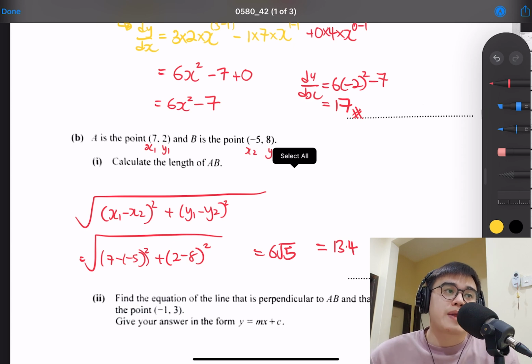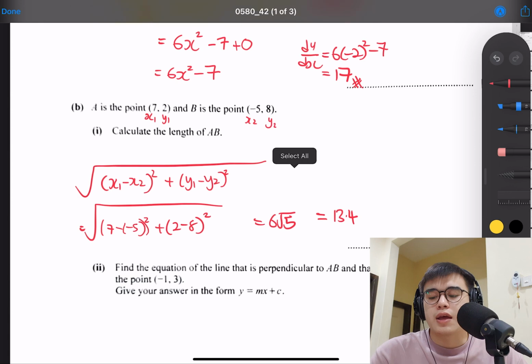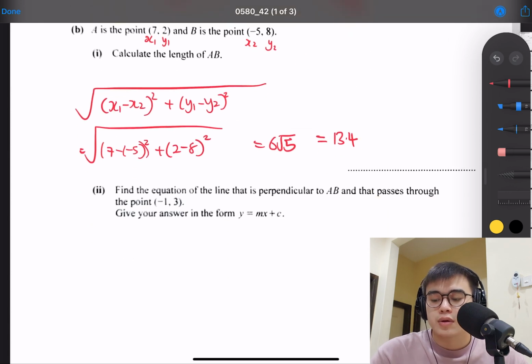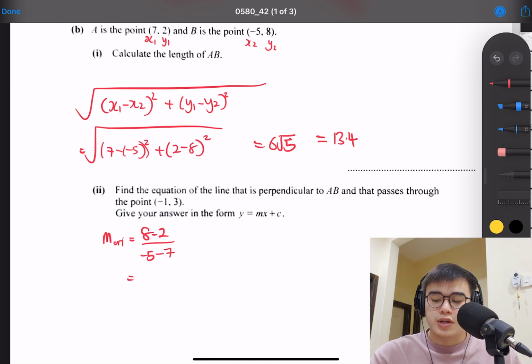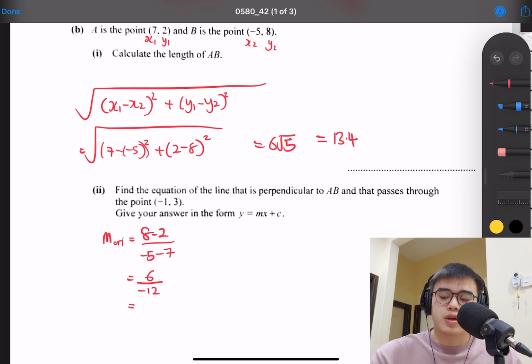Moving on to part 2, find the equation of the line that's perpendicular to AB and passes through the point (-1, 3). So for AB here, you will need the original gradient. That is by taking 8 minus 2 over -5 minus 7. So you actually get 6 over -12, so it's -1 over 2 here.